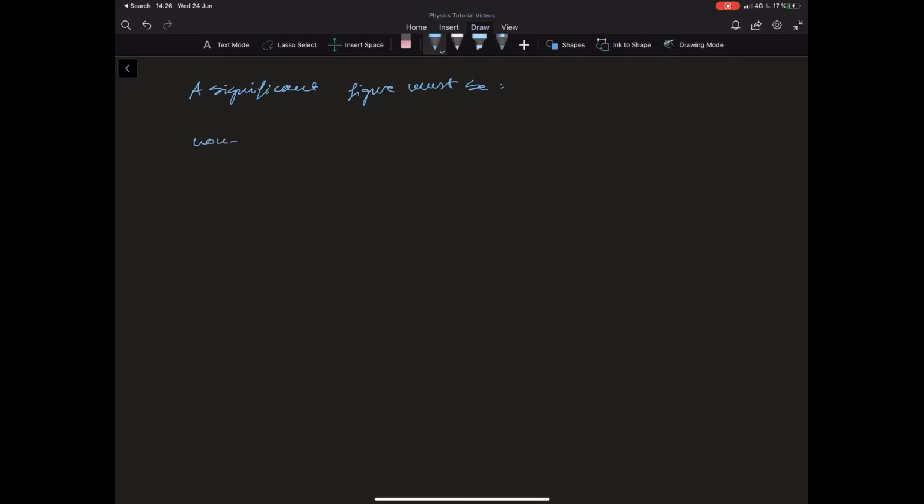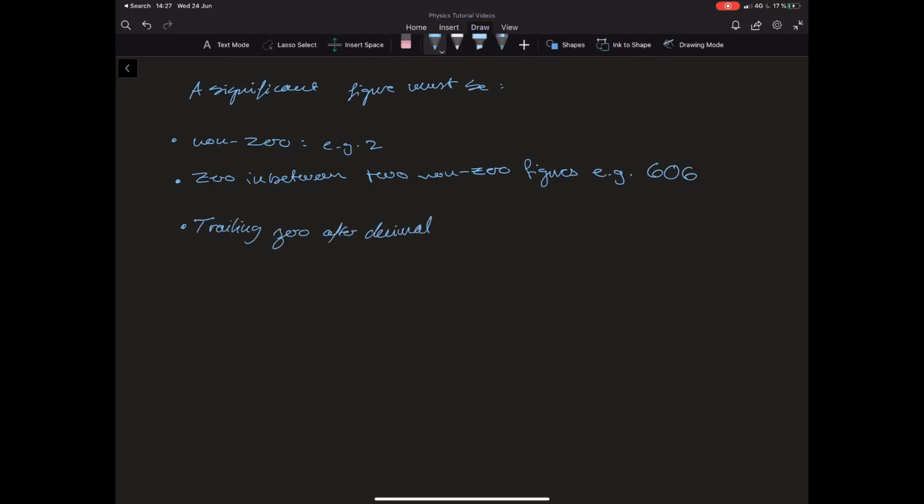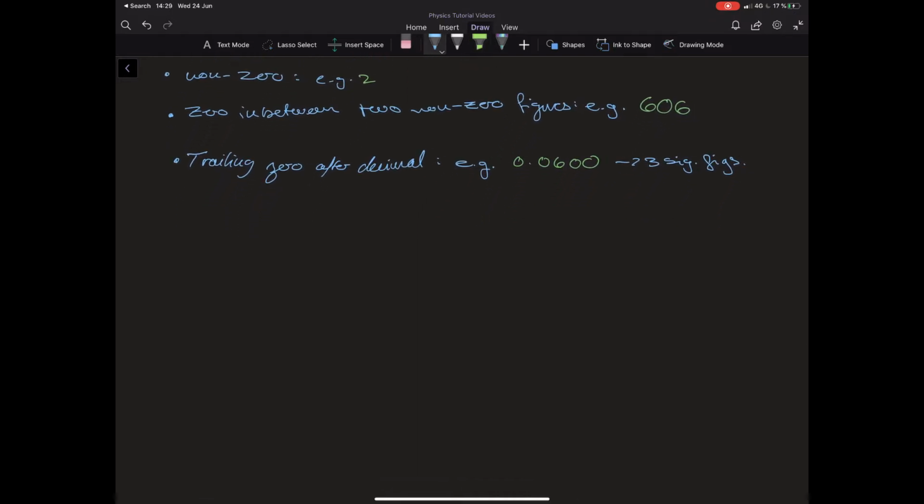It can be any non-zero figure, such as 2. It can also be a 0 in between 2 non-zero figures, for example, 606. It can also be trailing zeros after decimals, for example, 0.0600, which would be 3 significant figures. A final non-decimal 0 might also be significant, but we do not know. It can vary or be dependent on the context of the question.